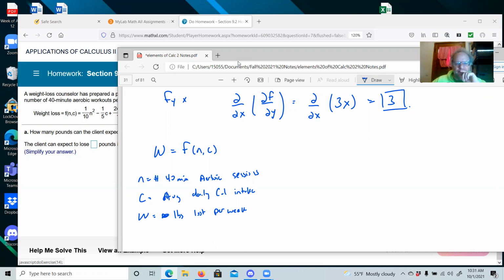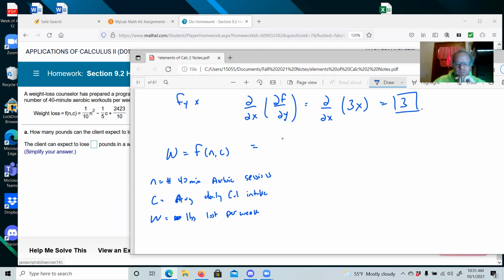What if C is average calorie intake and N is number of 40-minute workouts per week. So we have our function is equal to 1/10 N squared minus 1/5 C plus 2423/10. So this is per week, right? What I'm wondering is, if we got a negative number out of here, what would that mean? If we got a positive number out of here, what would that mean?